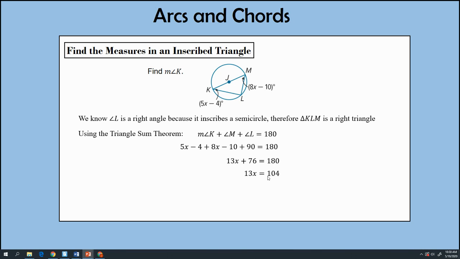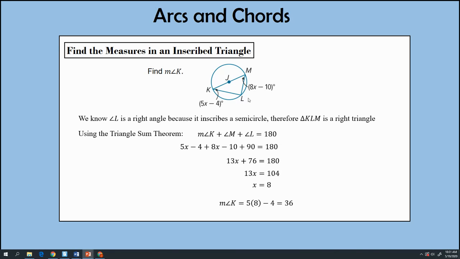Subtract our 76, divide by 13, and we get x equals 8. Just remember in all these questions, you got to make sure you answer what they're asking. They want you to find angle K. So we got one more step here. Angle K is 5 times x minus 4. X is 8. 5 times 8 minus 4 is 36. So angle K is 36 degrees.